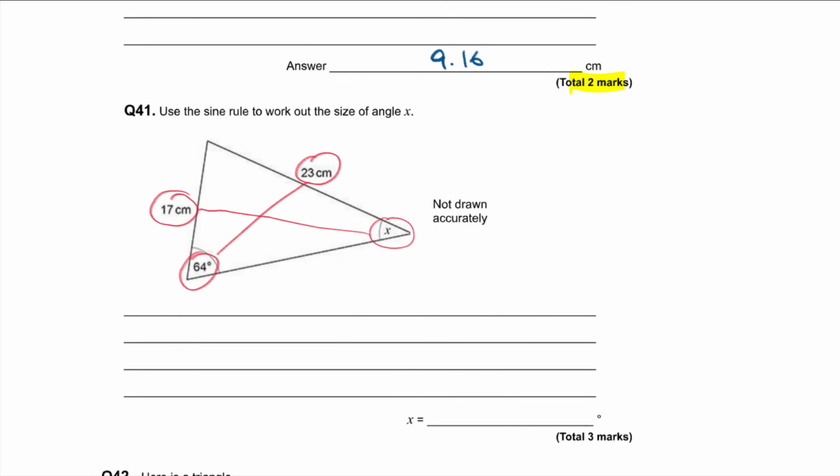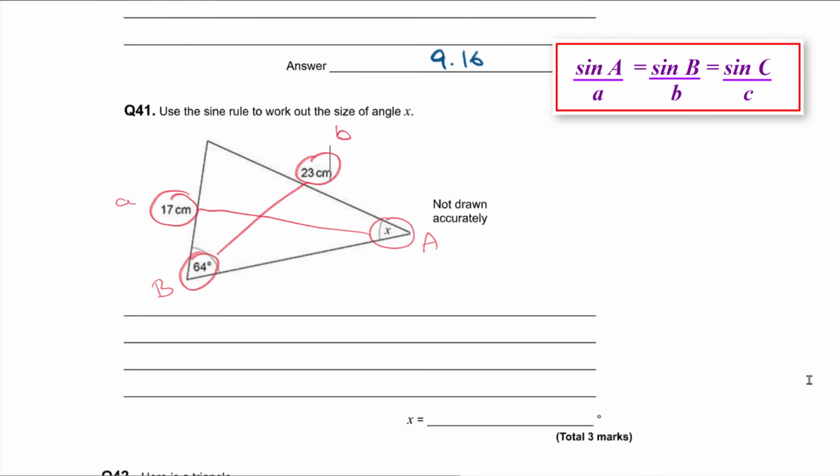Okay, so again, I'm going to label up my sides, capital A, lowercase a, capital B, lowercase b. And then I'm going to write down the sine rule, but this time I'm going to write it down the other way up because I want to find an angle this time. I'm going to write it down with the angles at the top and the sides underneath. So rather than writing a over sine A, I'm just going to flip it over and write sine A over a equals sine B over b.